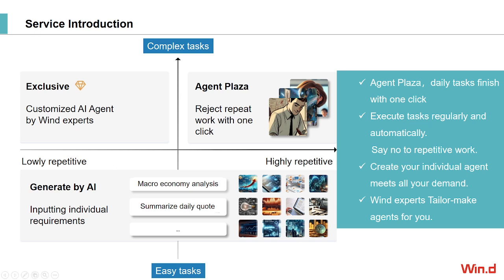First, please look at the chart on the left. It categorizes our daily work into two dimensions: repeatability and work scenario complexity. For tasks that are relatively complex and highly repetitive in our daily work, we offer the first service, called Alice Agent Plaza. We have pre-configured agents for these common tasks. You only need to activate them with a click for repeated use.